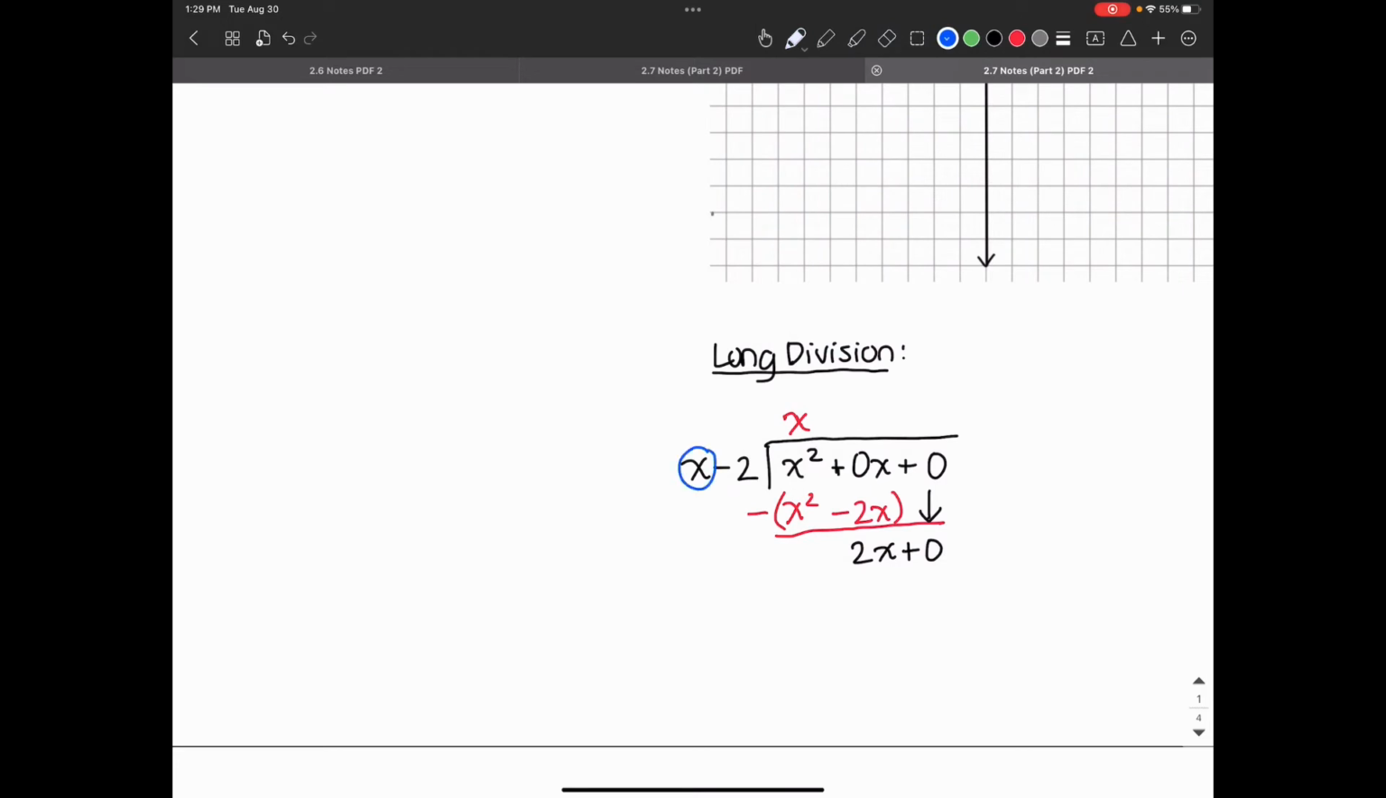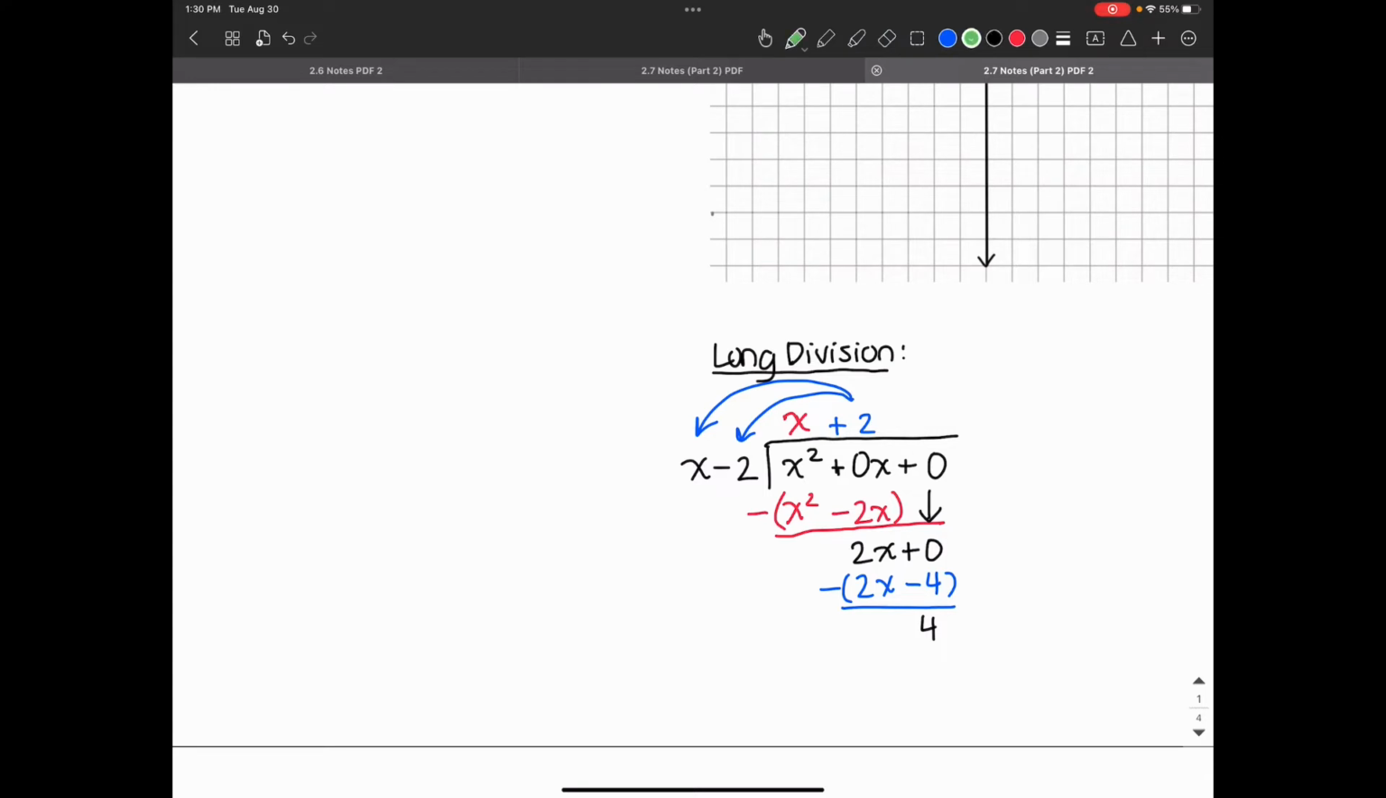So the next question I ask myself is, what do I have to multiply x by to get to 2x? And the answer is 2, so I put a plus 2 up here. I multiply 2 times x and 2 times negative 2 to see what I've taken care of. 2 times x is 2x, 2 times negative 2 is negative 4. I'm subtracting this amount because it's what I've taken care of, and I want to see what I have left over to take care of. 2x minus 2x is 0, 0 minus negative 4 is 4.